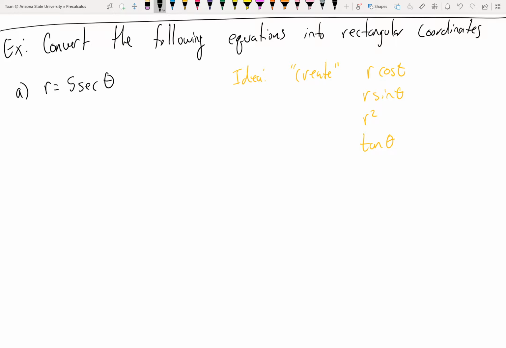So if I have this equation, the first thing I want to do is convert everything to sines and cosines. So I know that this is equivalent to r equals 5 over cosine theta. Now I have a couple of quote problems. This r is by itself, which I don't like, and this cosine is by itself, which I don't like. Remember, we want to attach the r's with the cosines, attach the r's with the sines, or square the r's, or create a tangent somehow.